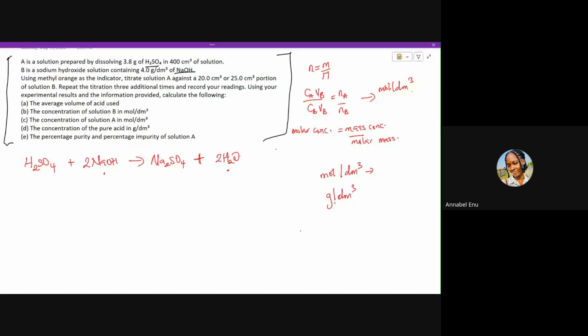But when we talk about gram per dm cube, we are directly talking about mass concentration, not molar concentration. And so we would use this second formula when we are given concentration to be in gram per dm cube.